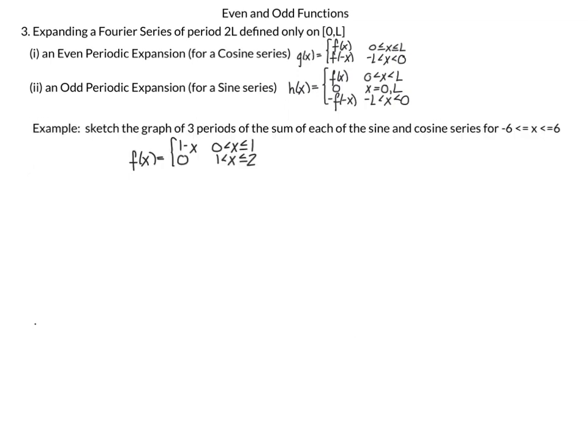So let's look at expanding a Fourier series of period 2L when our function is defined on 0 to L. Sketch the graph of 3 periods of the sum of each of the sine and cosine series for x from negative 6 to 6. Here's our original f of x, defined between 0 and 1 as 1 minus x, and defined as 0 between 1 and 2.